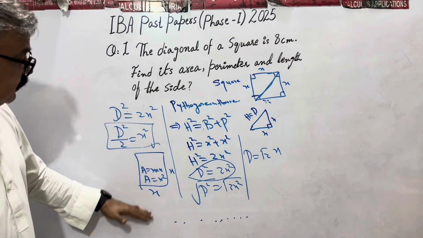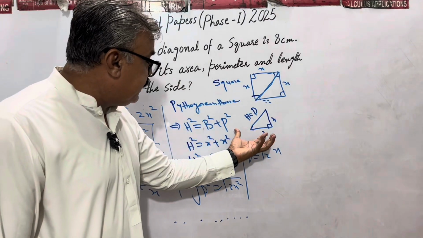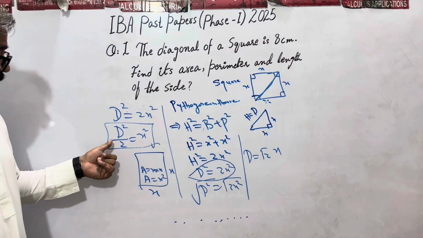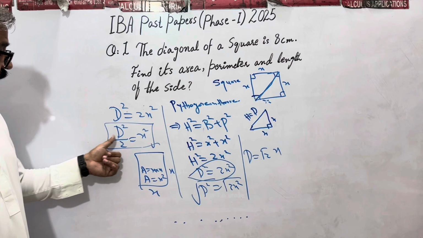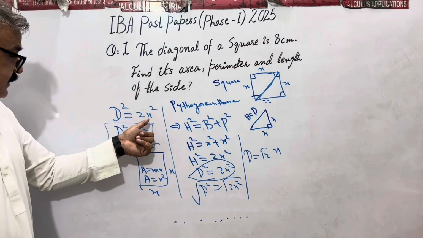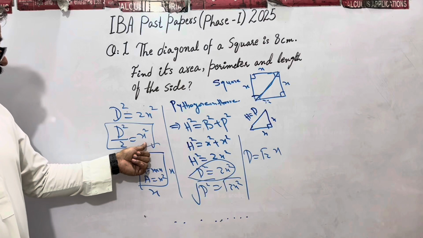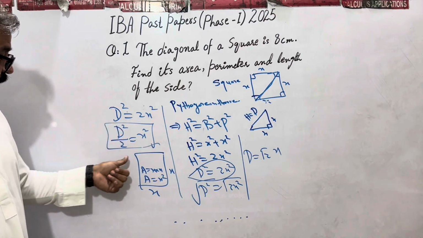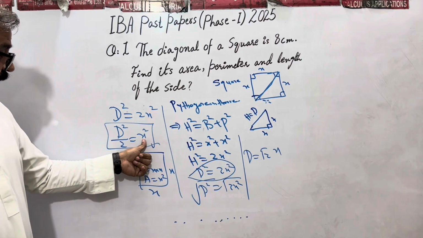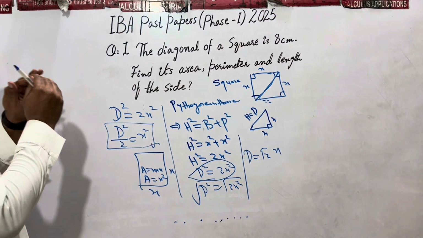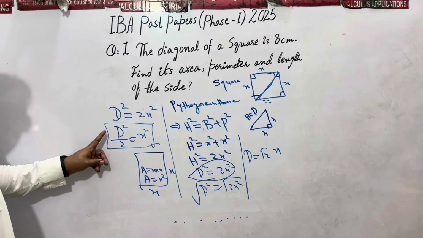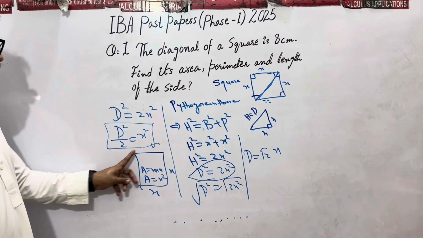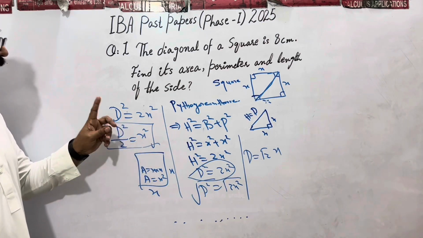From the right angle triangle concept and the Pythagoras theorem concept, we have derived a relation between the diagonal and the side. Finding the value of x square means it is the area of a square. Translating this into words, diagonal square divided by 2 is equal to the area of the square.